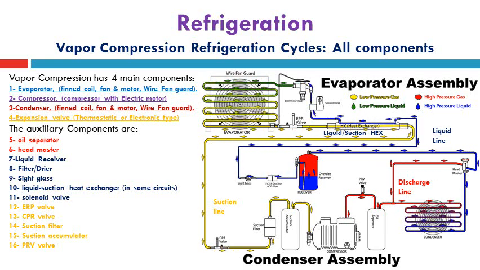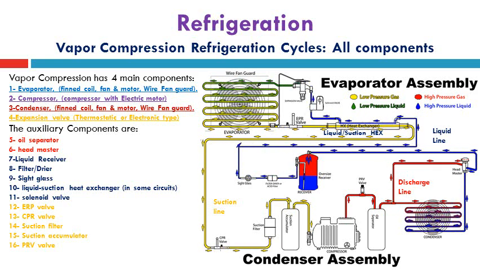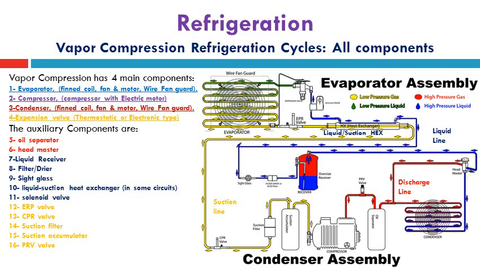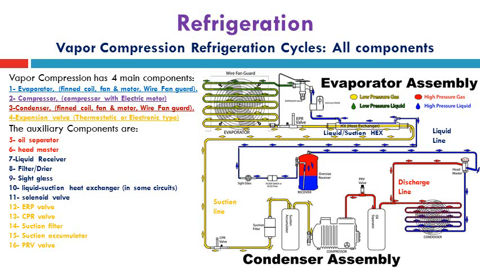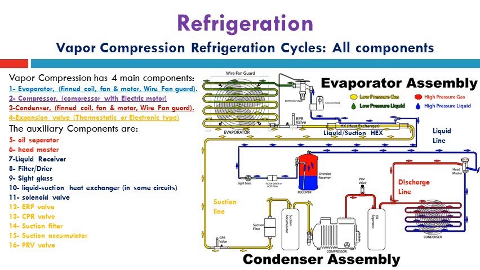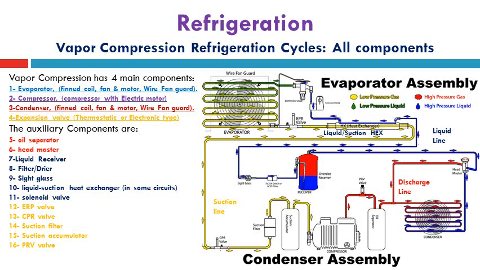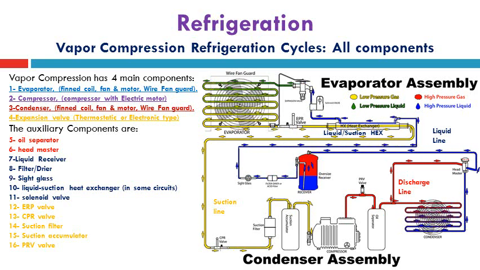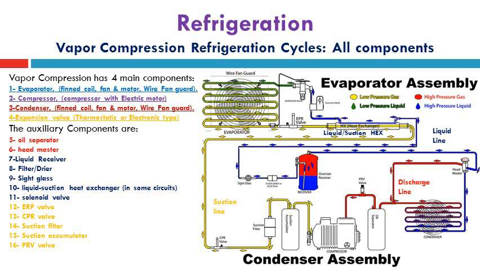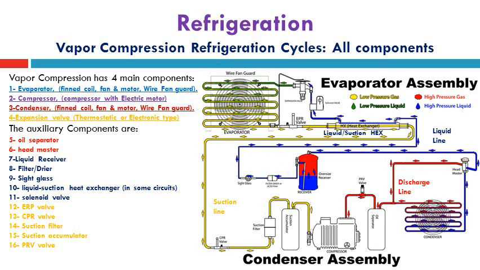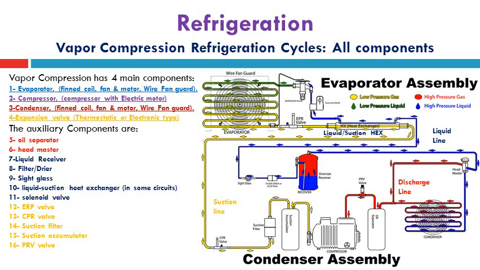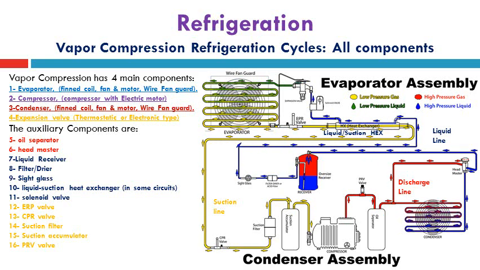Number 16, pressure reducing valve, which is connected on the discharge line of the compressor to ensure that the pressure does not exceed the specified pressure of the condenser and the other system components of this cycle, to prevent explosion. It should be clear that the liquid line, suction line and discharge line are colored here with different colors. The liquid line, which provides the liquid from the condenser to the evaporator, is shown in blue.